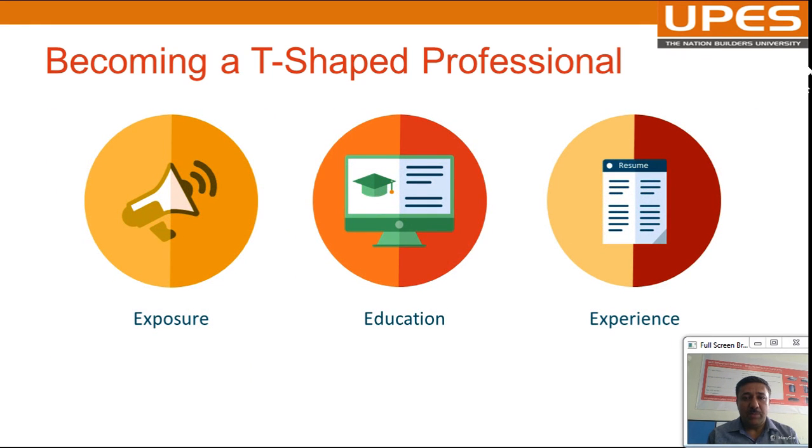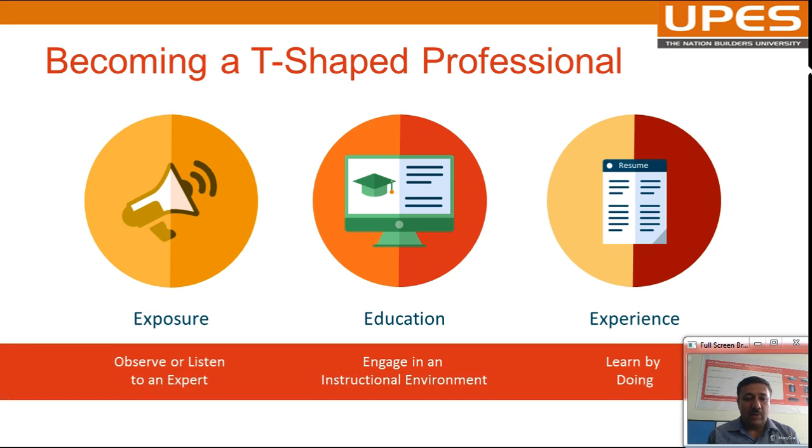To become a T-shaped professional, a few things are required: exposure, education, and experience. Exposure we get when we observe things and when we listen to experts. Education is when we engage in an institutional environment, when you are studying in a BCA program. Experience is learning by doing.